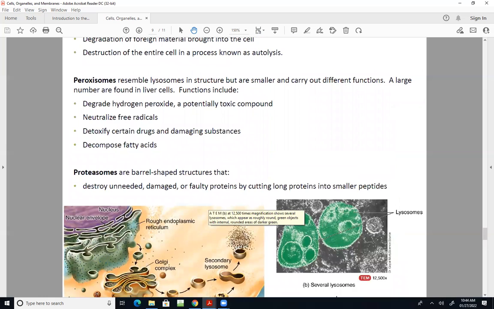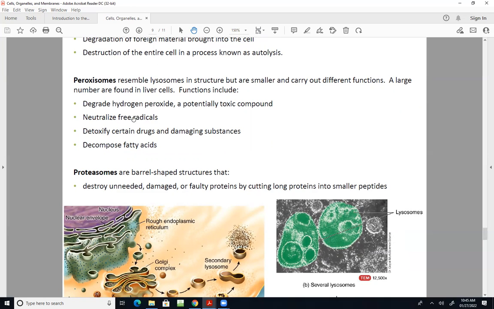Peroxisomes look like lysosomes in structure. They're actually smaller and they carry out different functions. We have a lot of them in our liver cells. They degrade hydrogen peroxide, which is potentially toxic to our body. I'm sure you all have heard of hydrogen peroxide before. You can buy that over the counter, commonly used to treat wounds and that kind of stuff. You wouldn't want that floating around in your body. It is something we actually do produce, and peroxisomes help to neutralize it.